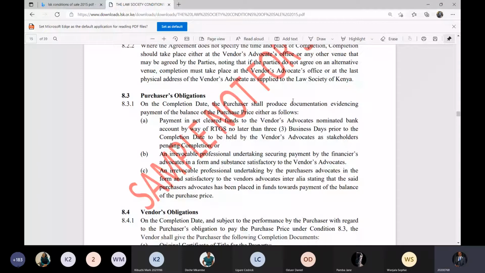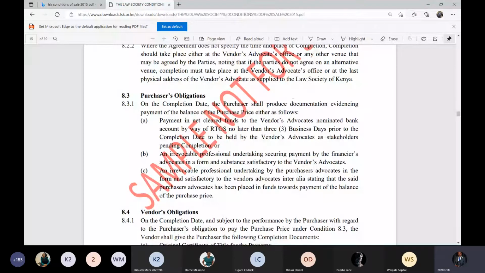Why is this? Because the financier is the one who will finance the balance. And there's a quagmire here because the financier cannot release the funds before the property has been registered in their name. That's one. An encumbrance has been registered in their name. The other reason is the vendor at the same time cannot release the completion documents unless he has been paid. So how do we cure that kind of situation?